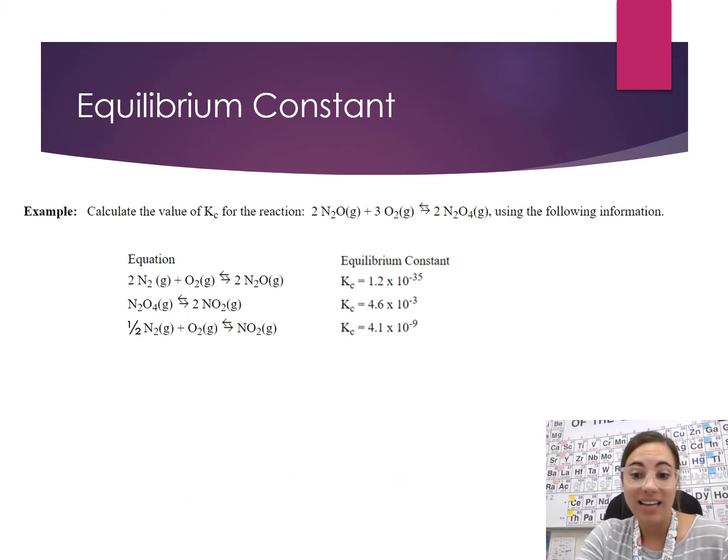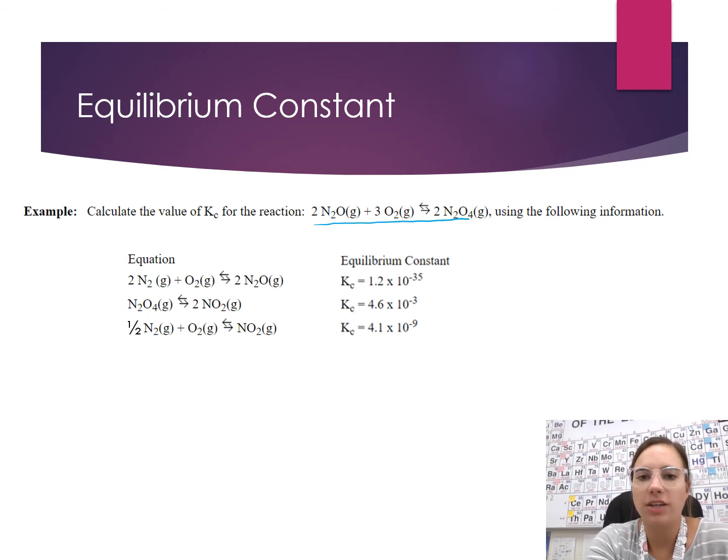Okay, here's our last example of manipulating K, and this one's going to be our most difficult. We're going to have to do multiple things here. Okay, so this is the overall reaction I am trying to calculate the K for. And I'm given these three equations, and their equilibrium constants in order to do so.